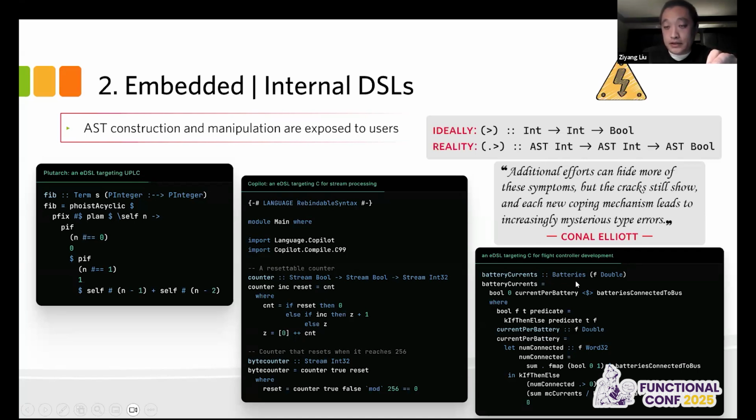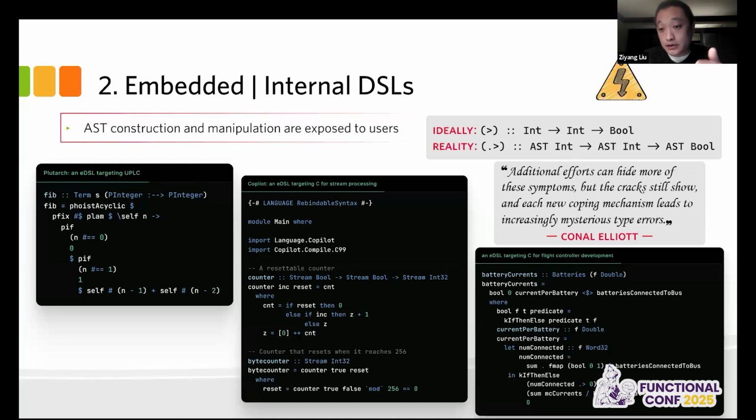The third language here on the right is a language I worked on at my previous job. It's also an EDSL targeting C, and it is for writing flight control systems. This one, as you can see, has a pretty similar vibe to Plutarch. It is also basically explicitly manipulating ASTs. As you can see, there's this lowercase f appearing everywhere. So F double, F32, and so on. This f is basically an abstract type parameter that can be instantiated to some kind of concrete AST type.